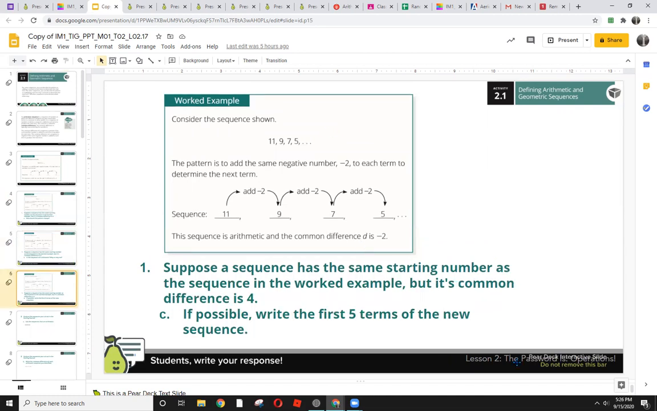If possible, write the first 5 terms of the new sequence. If we start with 11, we're going to add 4 to it. So 11 plus 4 gives you 15. Then 15 plus 4 is 19. 19 plus 4 is 23. And 23 plus 4 is 27.